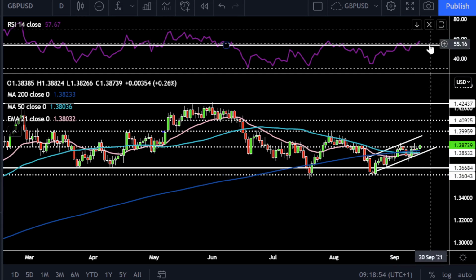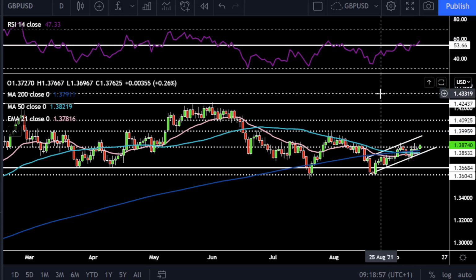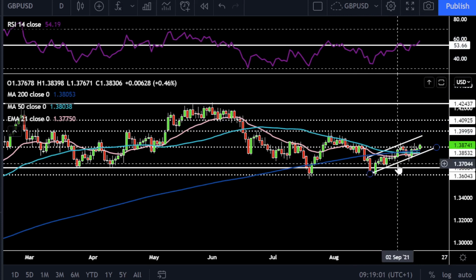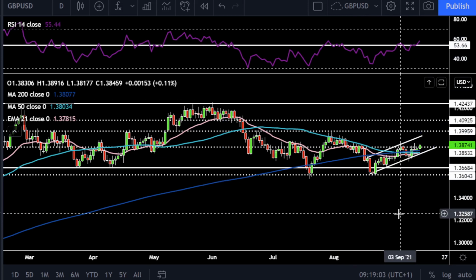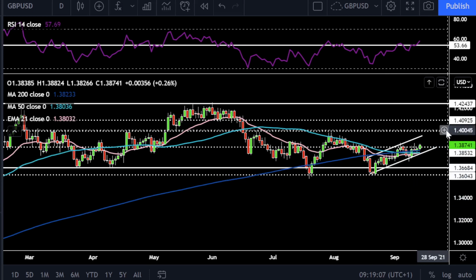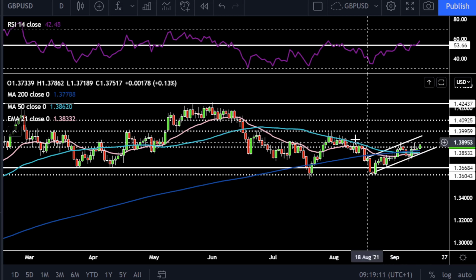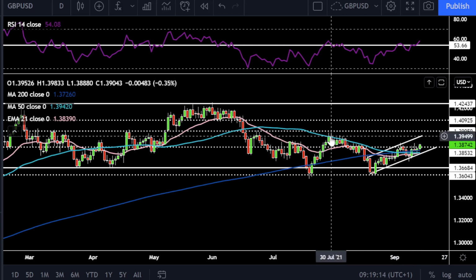The RSI is looking good. It's above the 53.66 resistance level. I want to see it get above 60, though, to really put more tailwinds behind the bullish price action. And for now, price is being supported nicely. Targets 1.40, the round number above there, which would go back to where we were at the end of July.